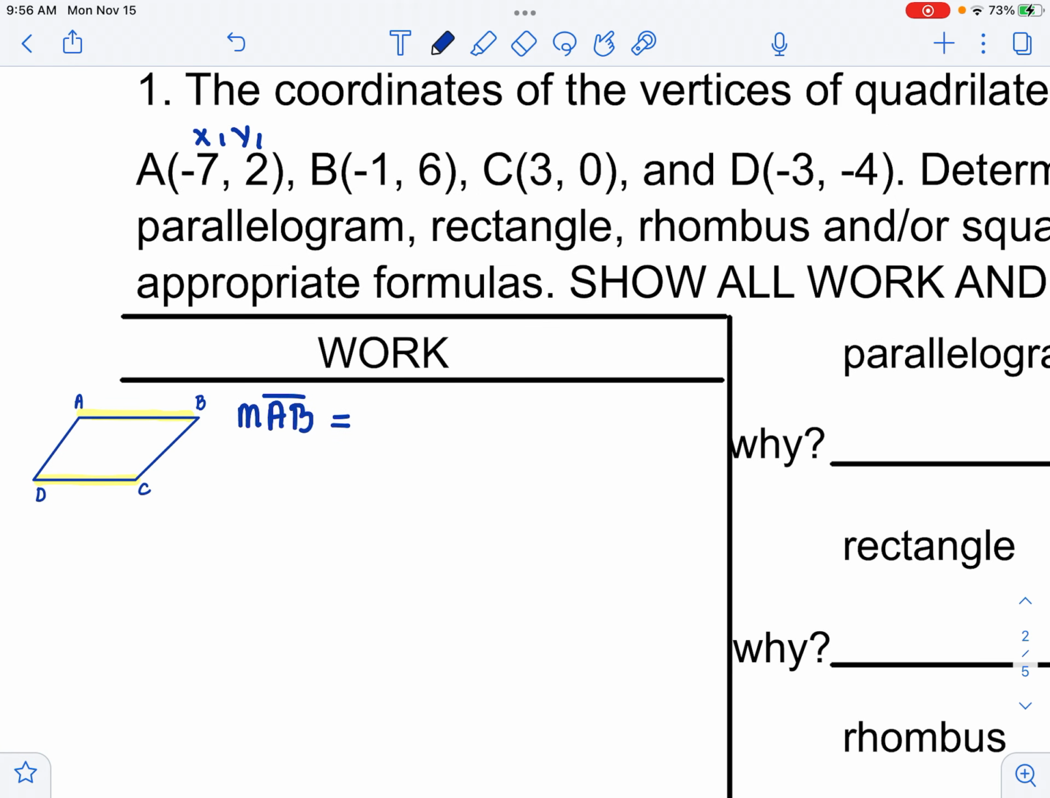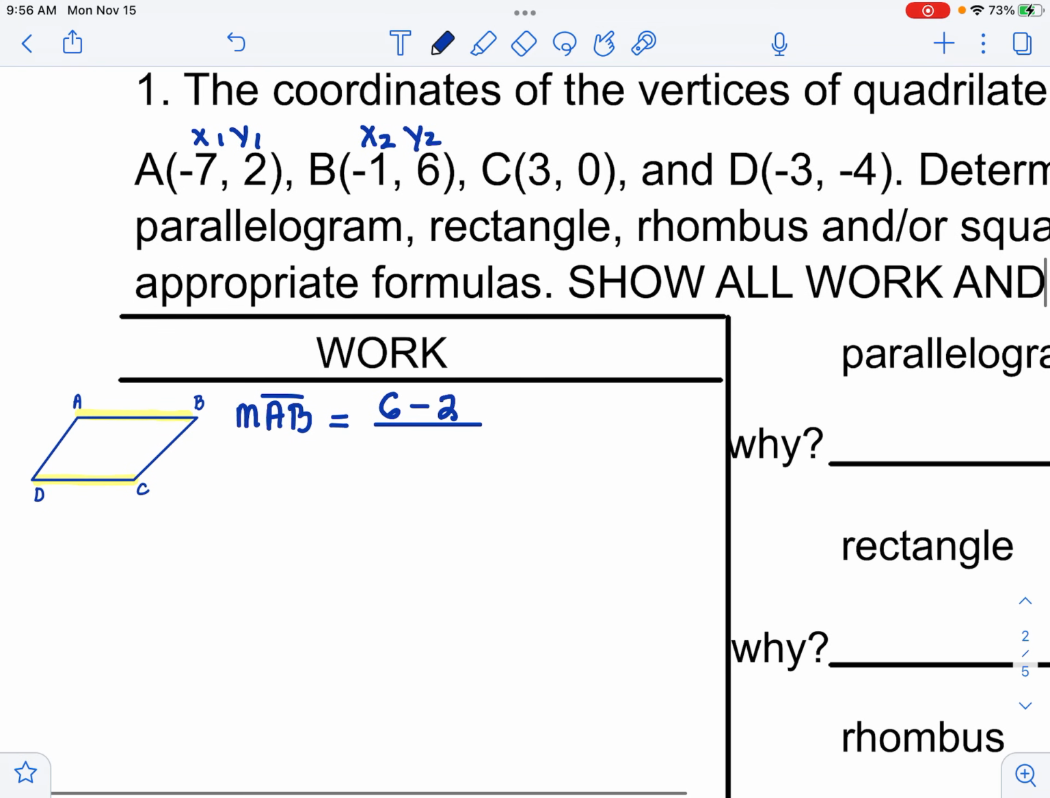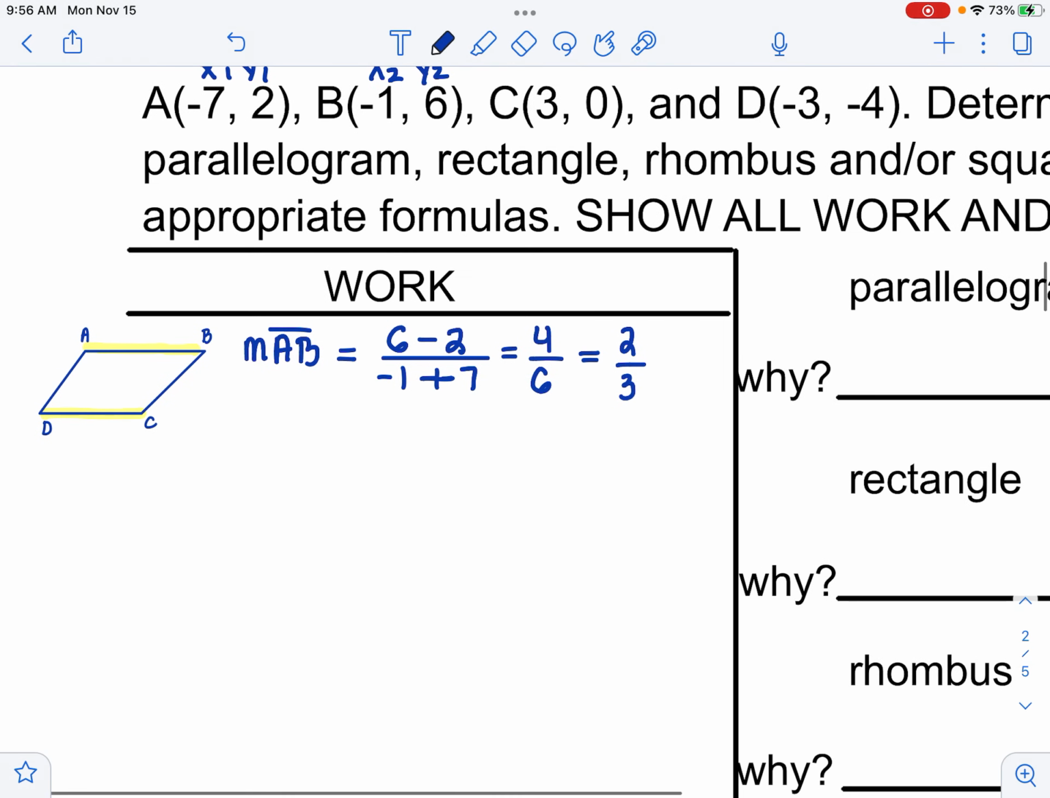All right, so A, I'll call x1, y1, and B, I'm going to call x2, y2. And I'm going to use my slope formula. So I'm going to do y2, which is 6, minus y1, which is 2, over x2, which is -1, minus x1, which is -7, so double negative. Remember, that's going to make a positive. So I have 4 over 6. That fraction is simplifiable, so we do want to simplify it. 2 goes into 4 twice, 2 goes into 6 3 times. So the slope of AB is 2/3.